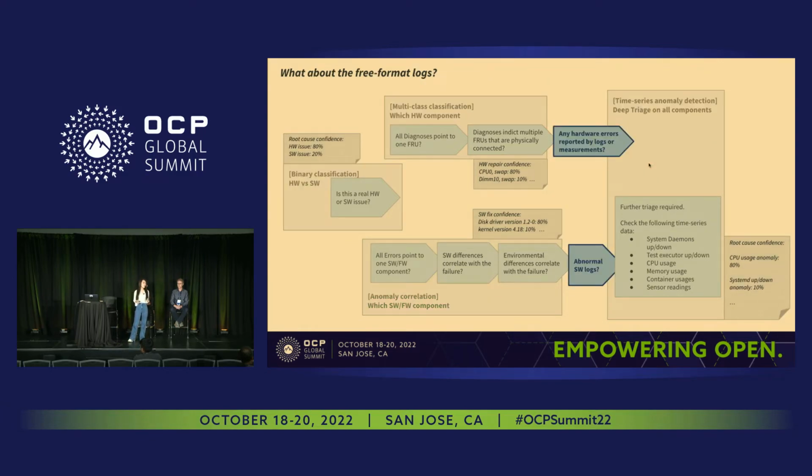You may have noticed that we haven't covered the free format logs yet. With that, I will introduce my friend Richa from Meta to show us how to investigate the non-structured data.